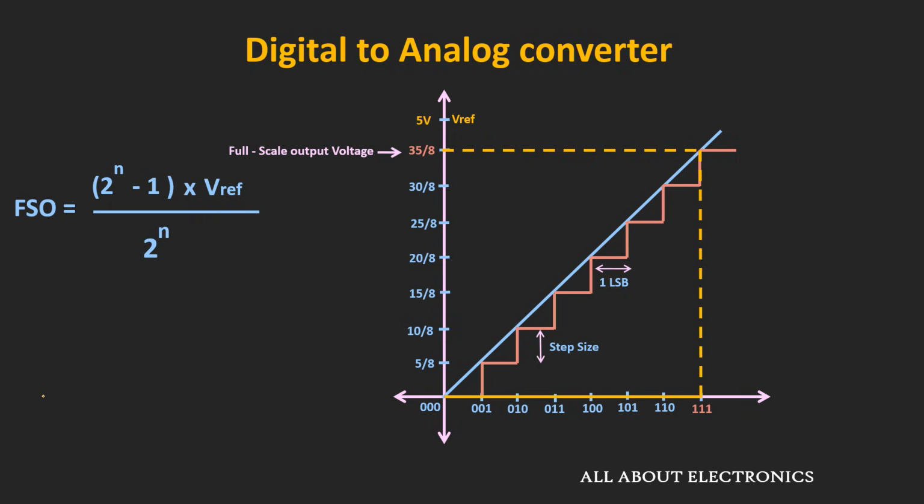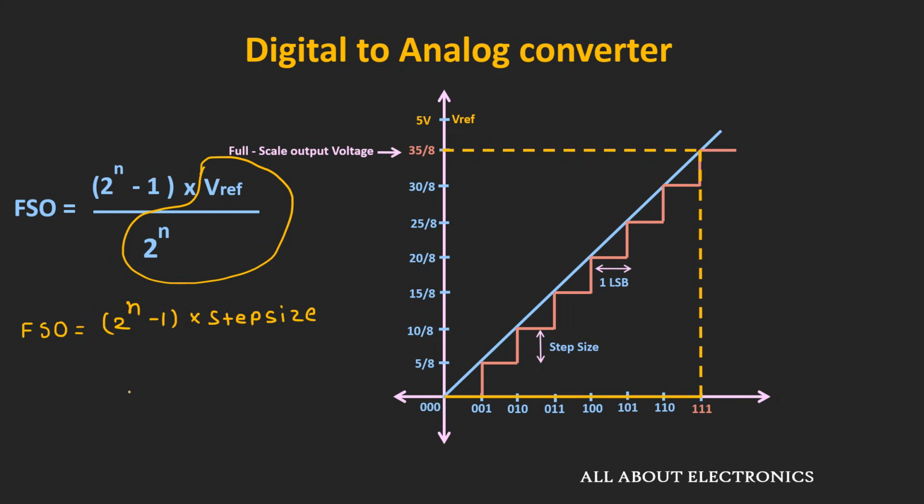Now if you notice over here, this V reference divided by 2 to the power n is nothing but the step size of the DAC. So from this we can say that the full scale output voltage is equal to (2 to the power n minus 1) times step size.